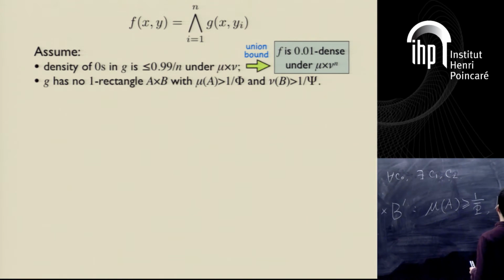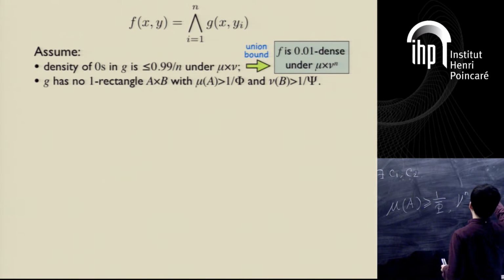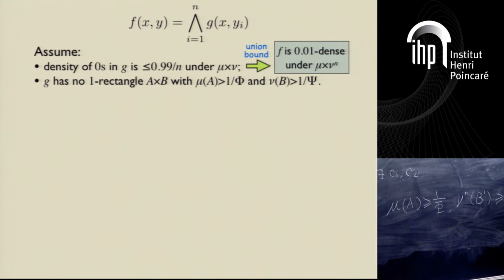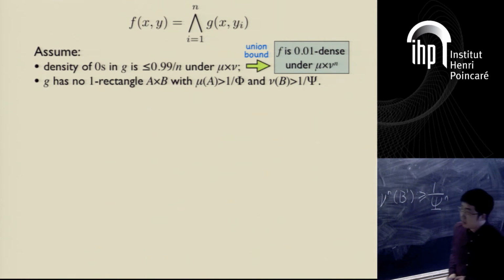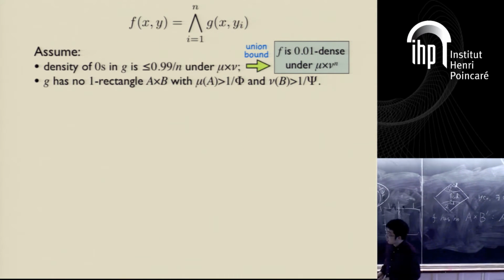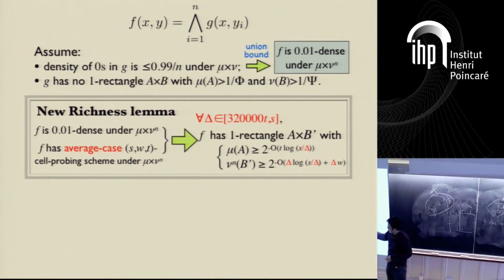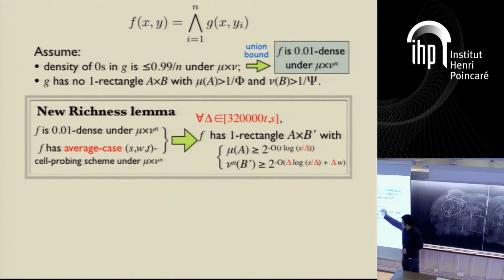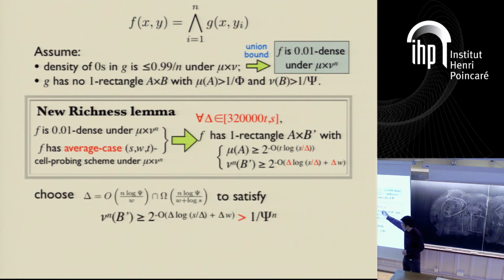Mu to n, A prime greater than this. So it's a product distribution. Also, there's a product here. That's because of the conjunction. Okay. So now apply the richness lemma, this new richness lemma. We choose this parameter within this range. We can always choose a parameter out of this range to satisfy this inequality, to make this true.